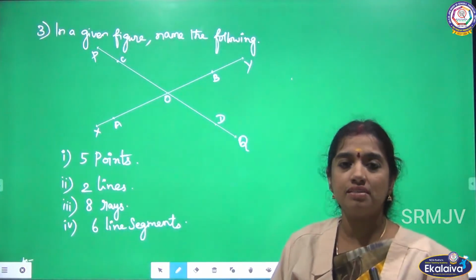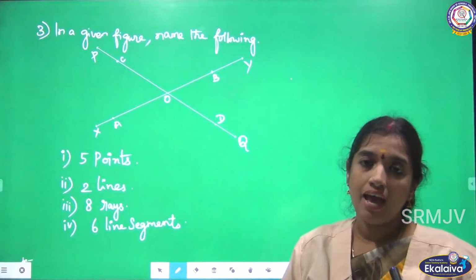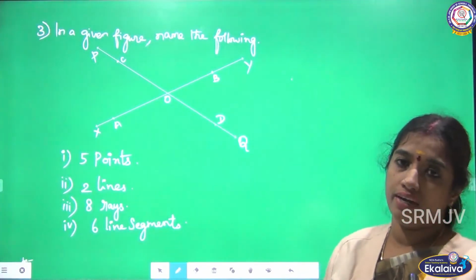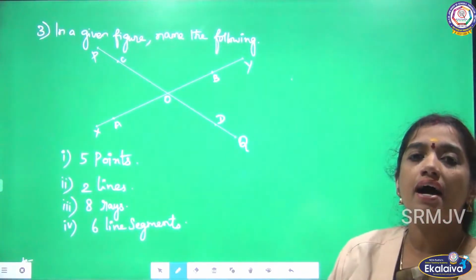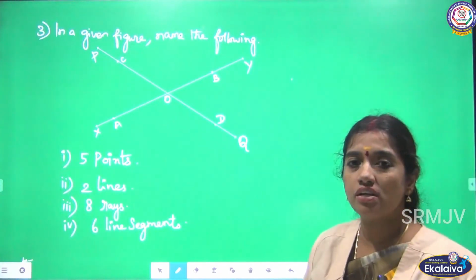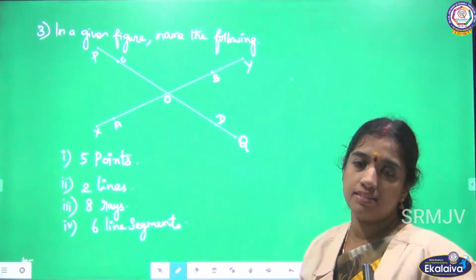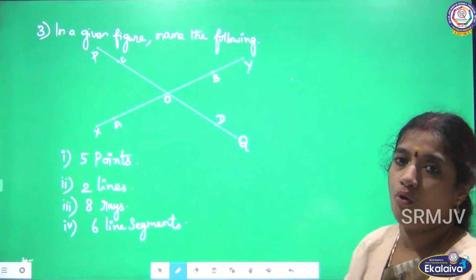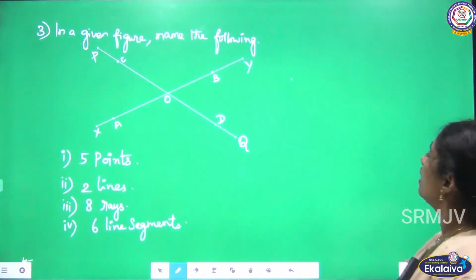A line segment has a starting point as well as an end point. A line segment is a part of a line. Is it clear, children? Based on this, I am going to write the answers here. Okay. Now listen.